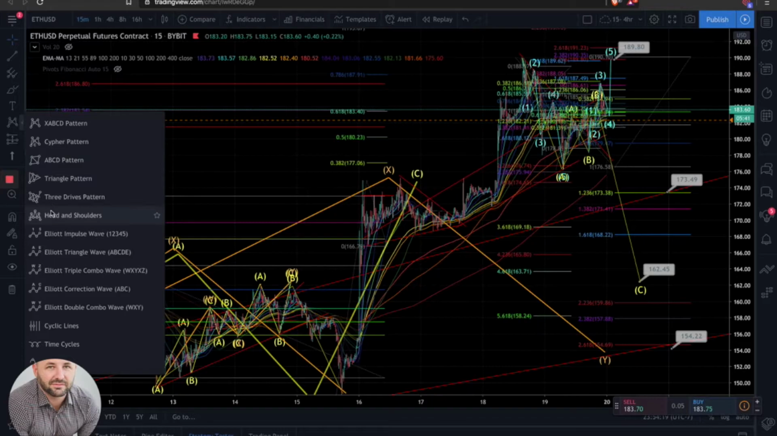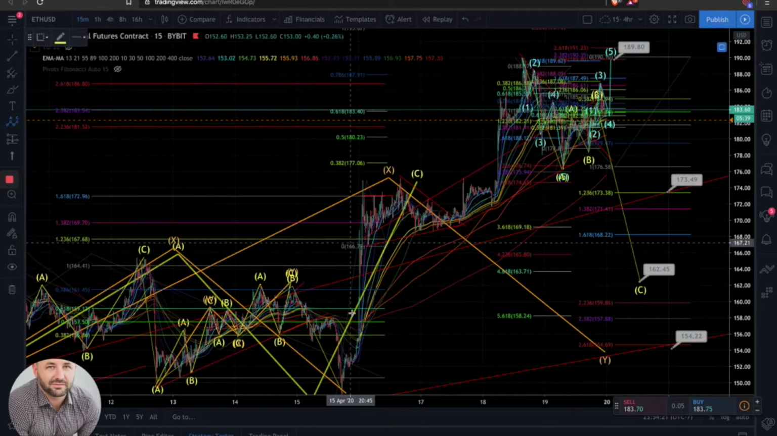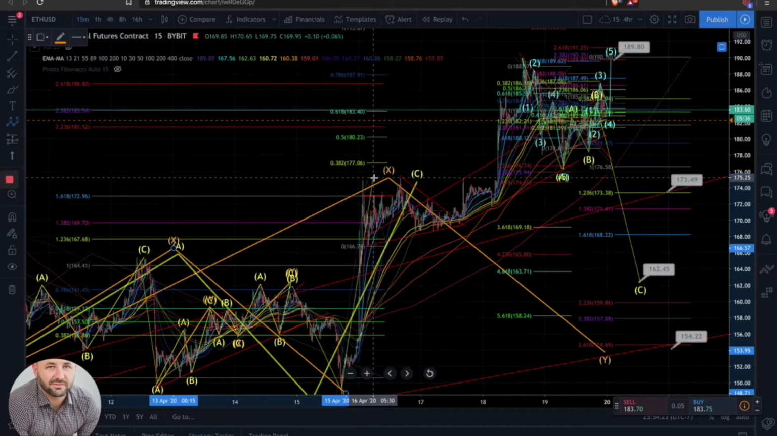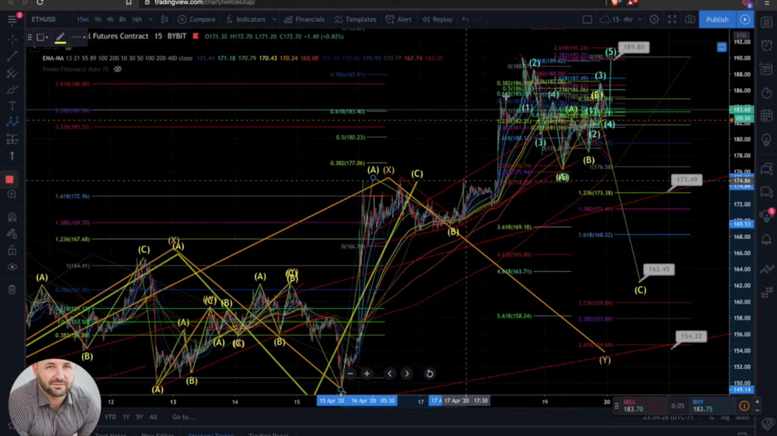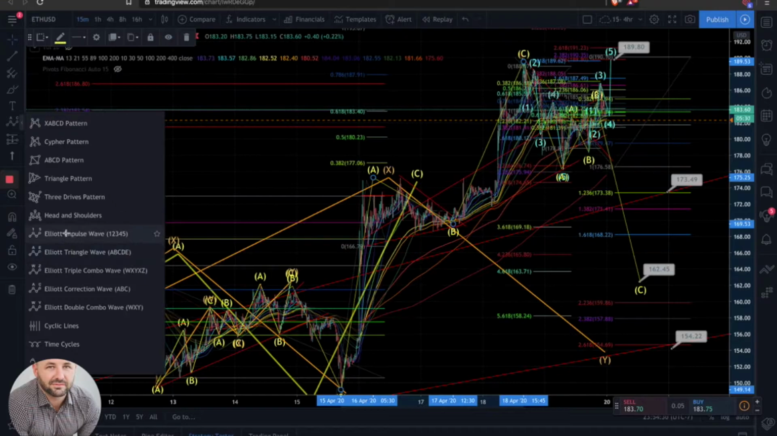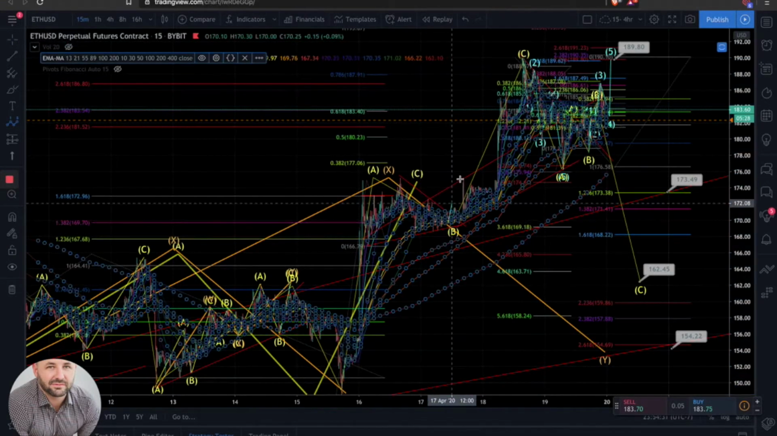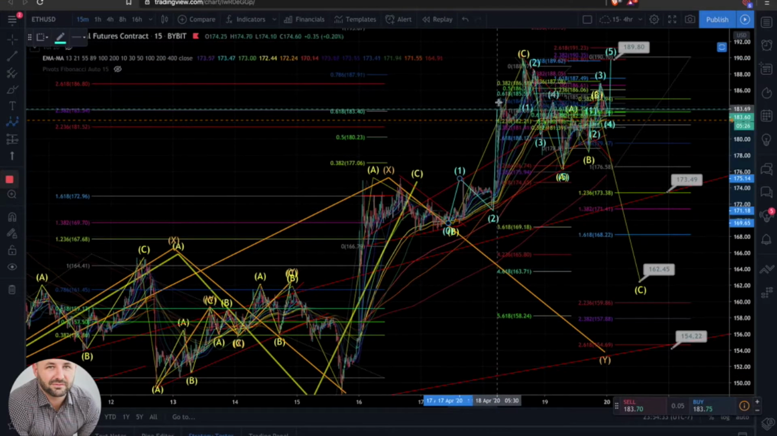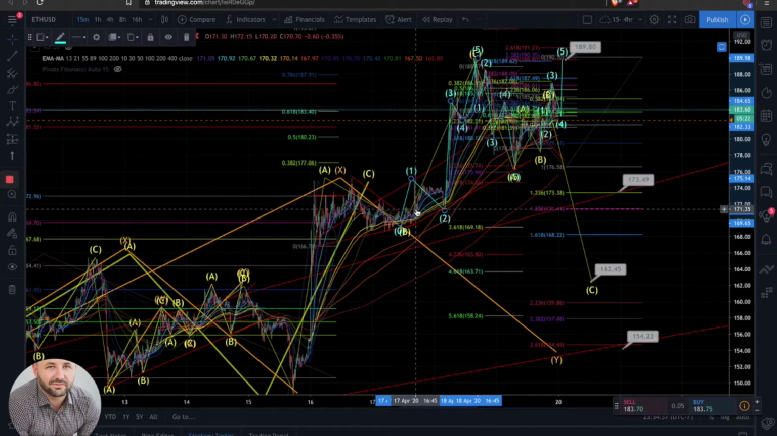Go ahead and label that for you guys. Might make it a little bit clearer. So we're in ABC here, and then what I was looking at for the last five-wave structure is 1, 2, 3, 4, and a 5. So that's what I was looking at to complete the ABC.